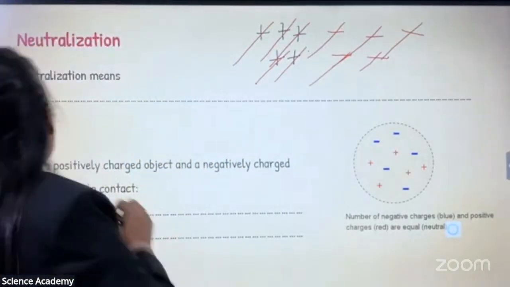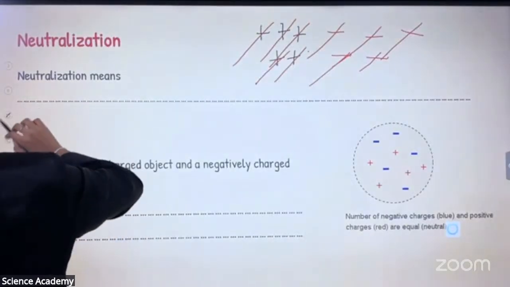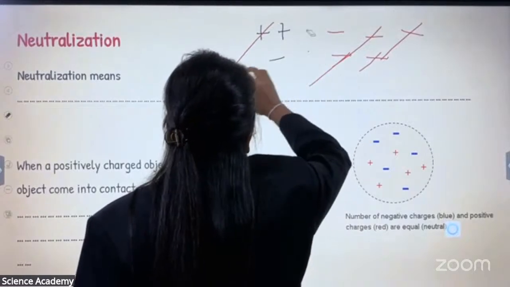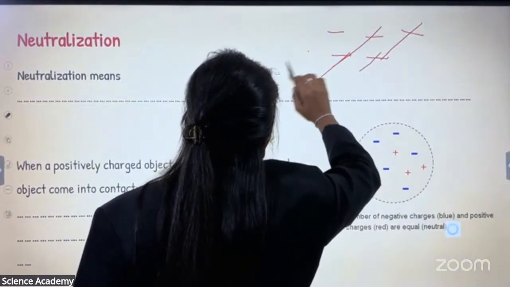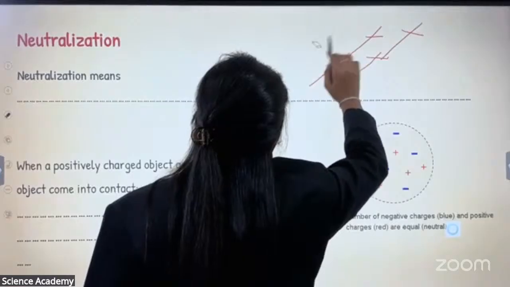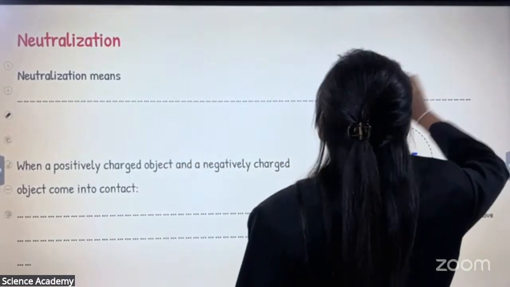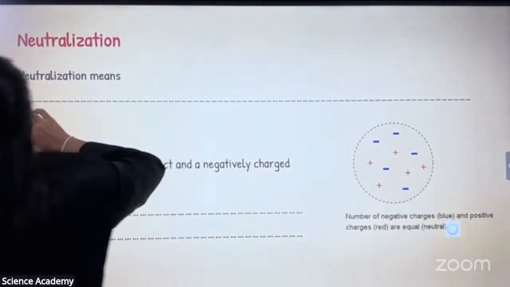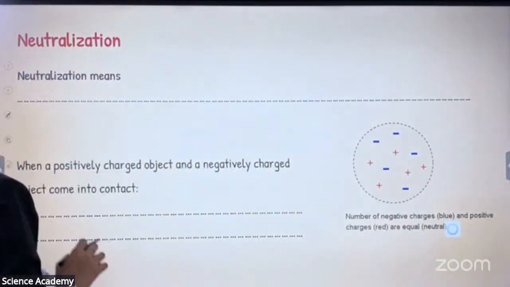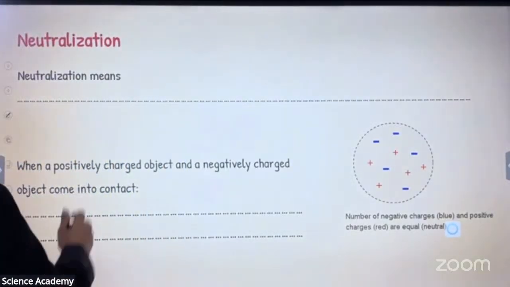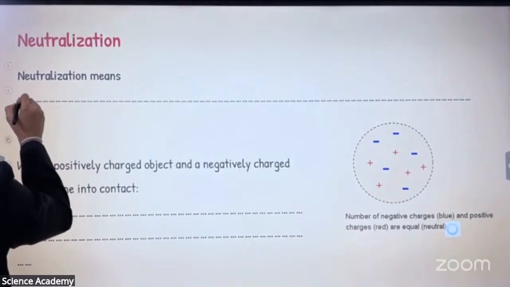Okay, so let's write this down on page number 7. If you have newly joined, request the recording of the 15th of January and refer to it. So now turn to page number 7. Neutralization means, I am writing.